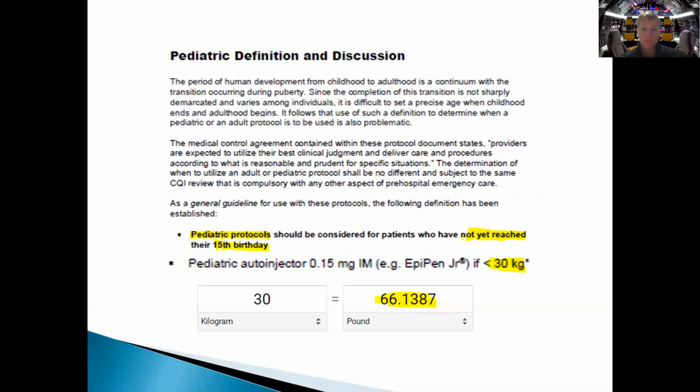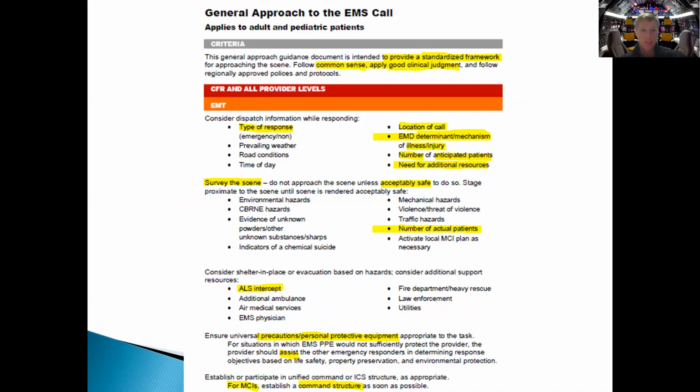For starters, we have the definition of pediatrics. This is anyone who has not reached their 15th birthday. So 14, 13, 12, 11, 10, all the way down to 1 year old is considered a pediatric patient, and then 1 being an infant. Pediatrics will also be considered when you are dealing with a patient less than 30 kilograms or 66 pounds. For administration of epinephrine, you'll give them the pediatric dose if they are less than 66 pounds.